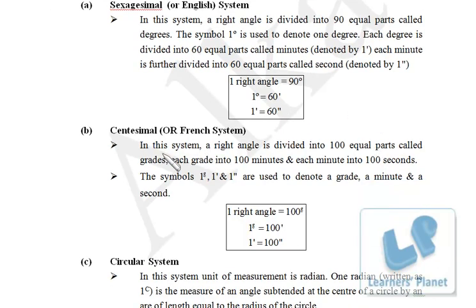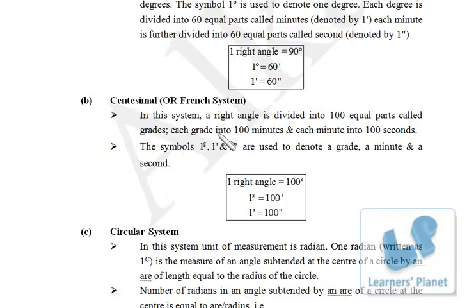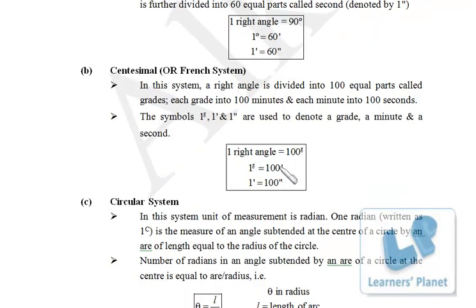Next is the French system. In this system, a right angle is divided into 100 equal parts. We call them grades, each grade into 100 minutes and each minute into 100 seconds, right? You should be knowing this, otherwise you don't have to mark it up because it is generally not at all used. We generally use this system, the English system, right? So this is the conversion.